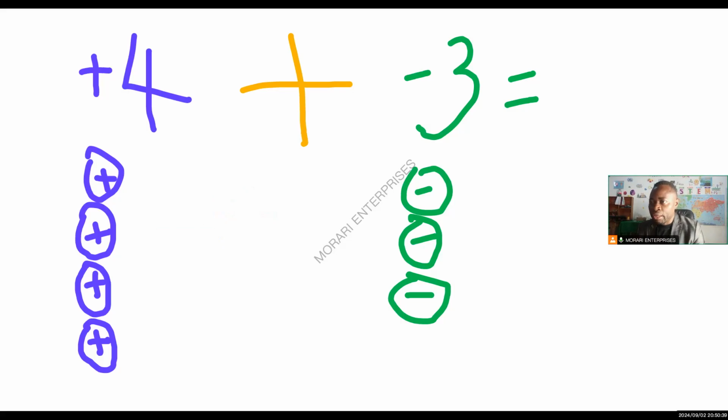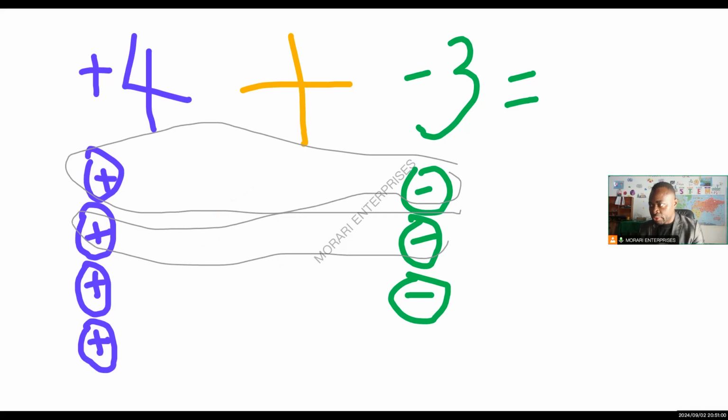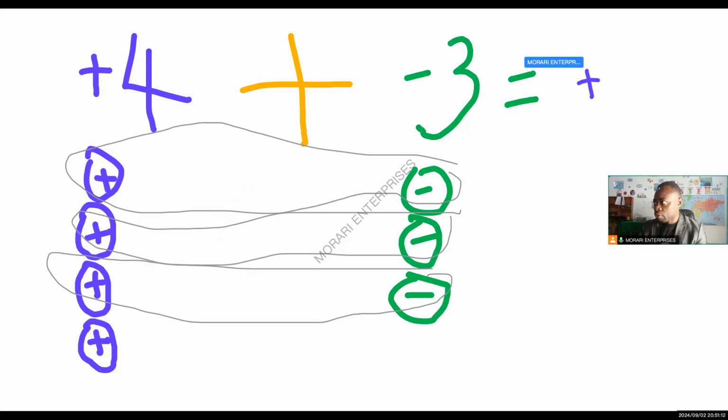So if you're joining 4 positives and 3 negatives, which is read as positive 4 plus negative 3, what will happen is that these will cancel each other out. When you join, they come together, they will cancel each other out. This will cancel this out, and this will cancel this out. And you'll be left with 1 positive, and you just go there and write that the answer will be positive 1. So positive 4 plus negative 3 equals positive 1. I hope we have understood that.